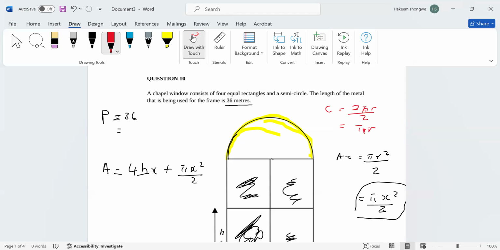Now we substitute r is x. So we're going to be having pi x. So this is the circumference, the part highlighted in yellow.